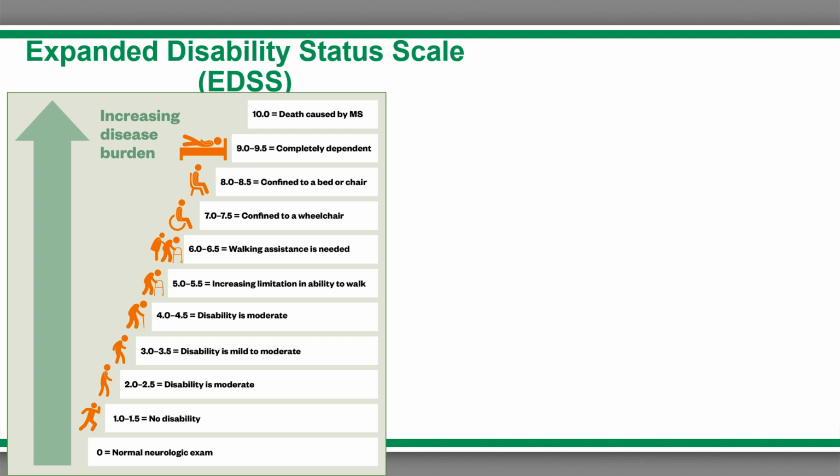This is the expanded disability status scale. If you're looking at one of the research articles, it will give you a value in terms of the disease burden. As the number goes from 0 to 10, it's also called the Kurtzke expanded disability status scale. At 0, there's no neurological damage. As you get up to 9 or 10, a person has an extremely high burden of disease, so they're very dependent. So as a person goes from 0 to 10, you have a greater burden of disease.